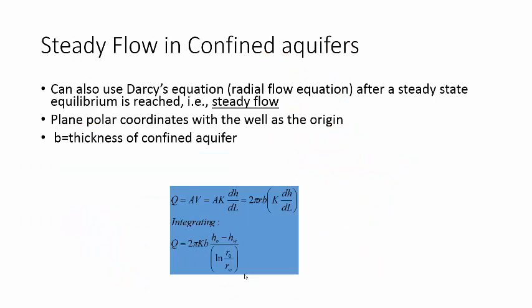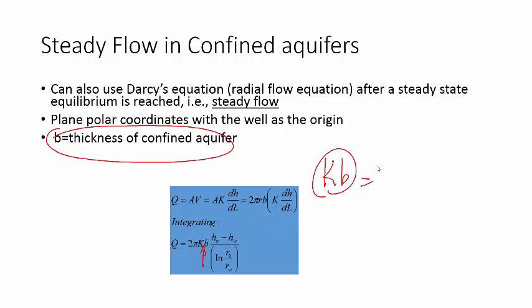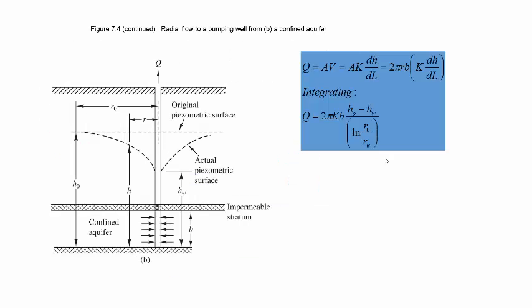So now we're going to talk about steady flow in confined aquifers, and again we'll use the same equation as before, Darcy's equation, plane polar coordinates as well. But now the thickness of the confined aquifer is B. So this K times B, we call the coefficient of transmissivity. You'll see it sometimes separate, other times just as a T. So this would be the equation that you use for confined aquifers. You need to know it. And here is the thickness of the aquifer, and everything else is pretty much the same.